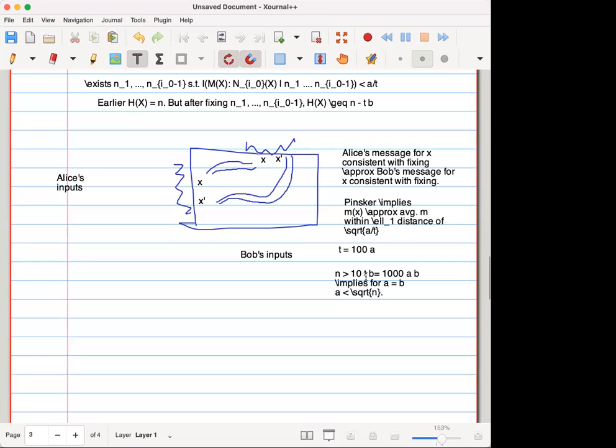But what is this condition? N larger than, let's say, 10 times TB, means that AB is less than N upon 1000. And if you want to equalize the messages of Alice and Bob, you would have just shown that A is less than square root of N. So this was the proof.